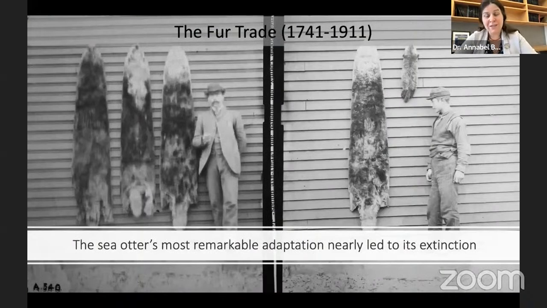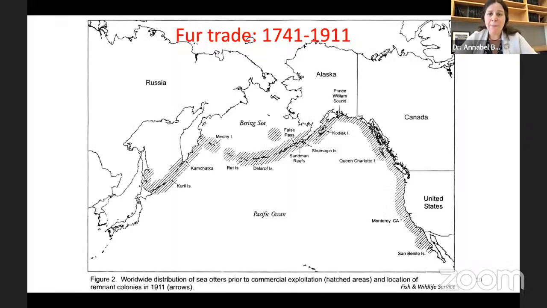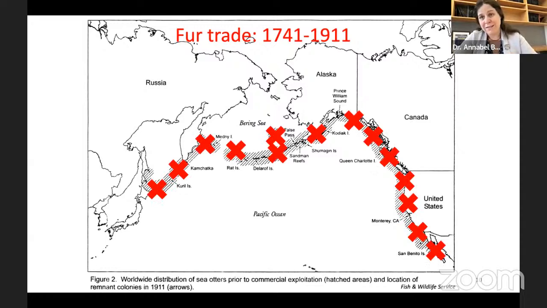Unfortunately for sea otters, humans noticed how great this fur is for staying warm and dry. And so this incredible adaptation that sea otters have to marine life almost led to the species' extinction at the hands of the maritime fur trade. So sea otters used to be highly abundant everywhere you see the hatched lines on this map, from north of Japan all the way down to Baja California in Mexico. But when the maritime fur trade kicked off in 1741, sea otters were hunted to the verge of extinction. They were almost entirely wiped off this map.